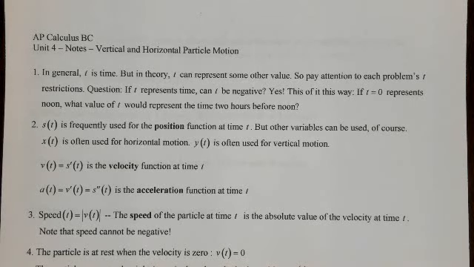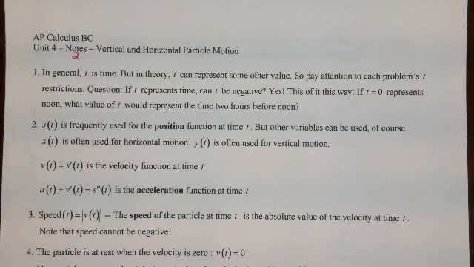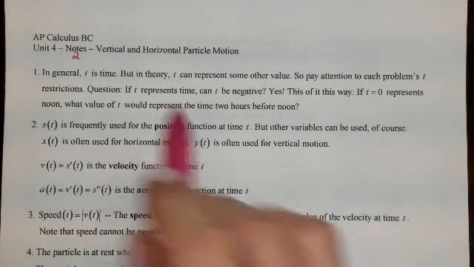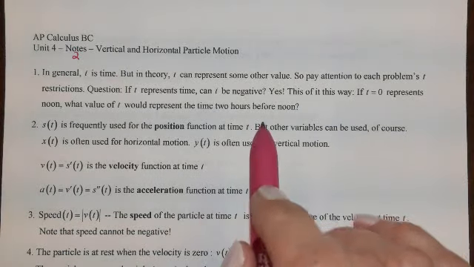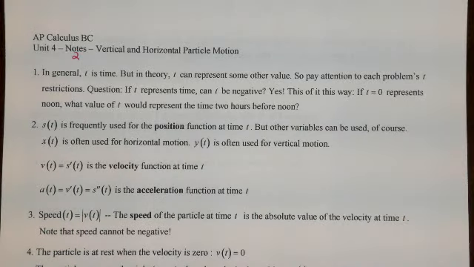We are on Unit 4. This is Notes 2. Didn't put the little 2 in there. This is Notes 2, and it's on vertical and horizontal particle motion. Okay, so this is a section where we are still using what we learned last unit for function analysis. This is another type of application of function analysis.